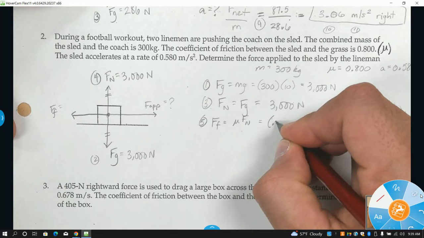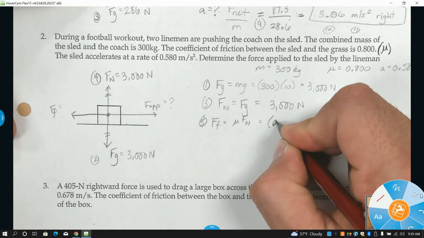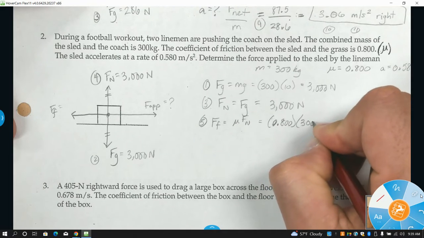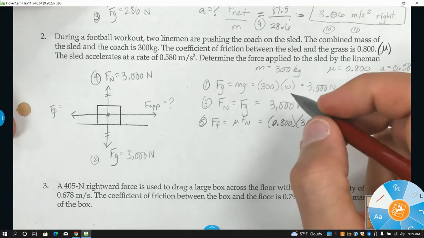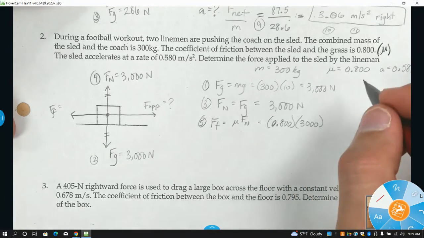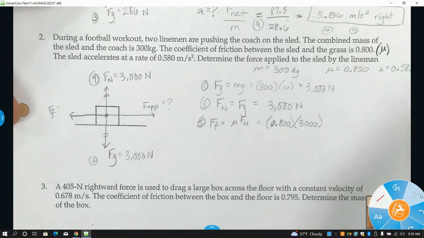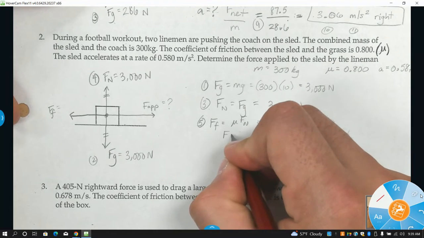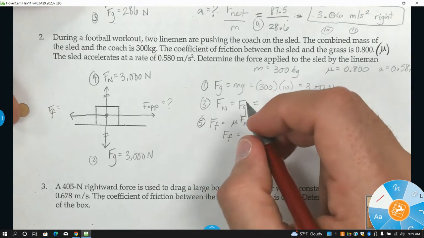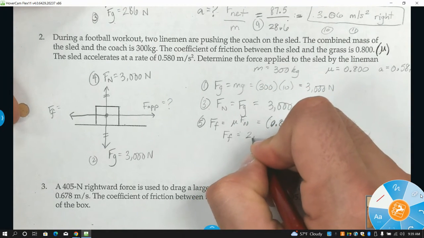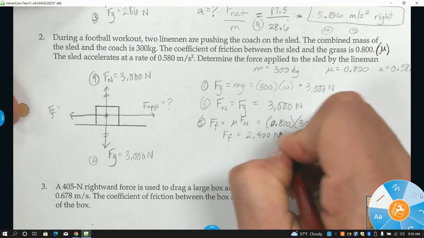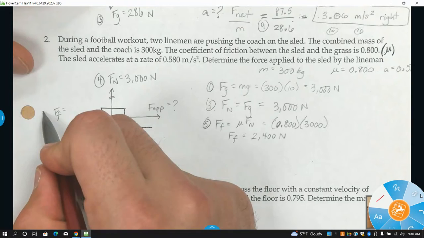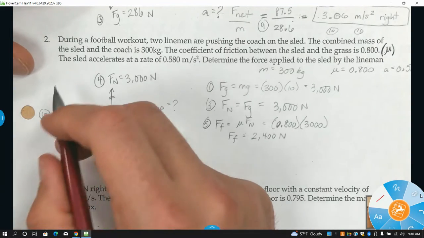Taking 0.800 times 3,000. And this gives us a friction force of 2,400. Next step, draw that sucker in.